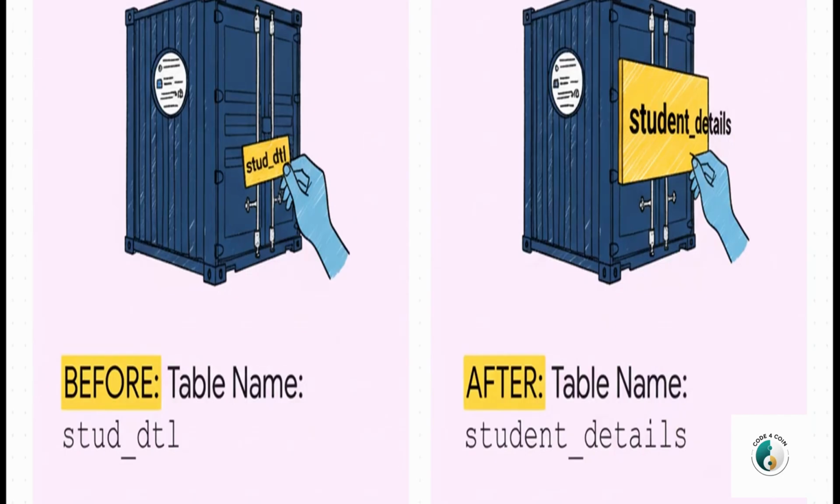And finally, for the grand finale, you can even rename the entire table itself. Maybe that abbreviation, stud_dtl, is just causing way too much confusion. Renaming it to student_details makes everything so much clearer. And the best part? Just like renaming a column, this is another totally safe metadata-only operation. All your data, your indexes, your constraints, everything just moves right along with the new name.